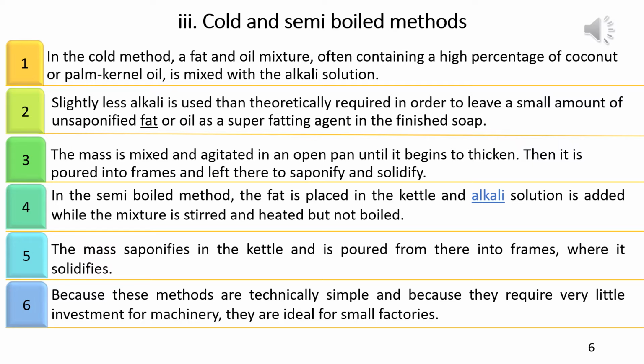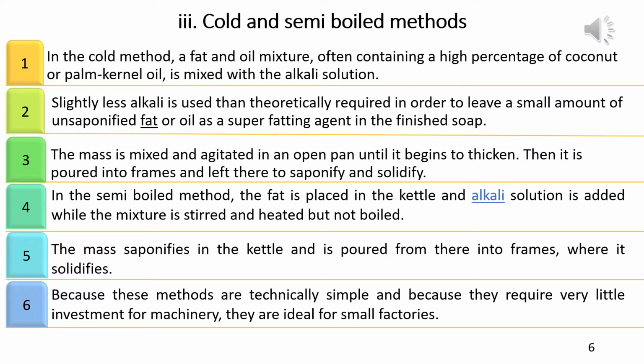Number 1, in the cold method, a fat and oil mixture often containing a high percentage of coconut or palm kernel oil is mixed with the alkali solution. So in this method we take oil and fats, and these oils and fats are added with the alkali solution. Mostly in this method we take the high percentage of oil such as the coconut oil or the palm kernel oils that are mixed with the alkali solution.